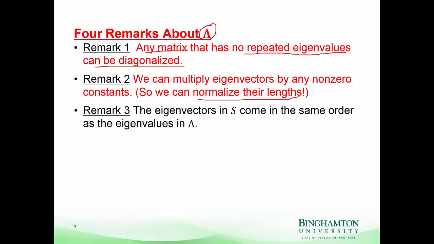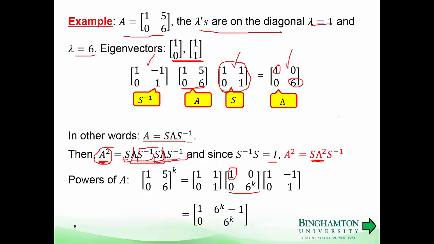The eigenvectors in S come in the same order as the eigenvalues of lambda. So let's back up here, and you can see that 1 was our eigenvalue that comes first. 6 is the eigenvalue that comes as the second column. 1, 0 is the eigenvector that corresponds to 1, and 1, 1 is the eigenvector that corresponds to eigenvalue 6.